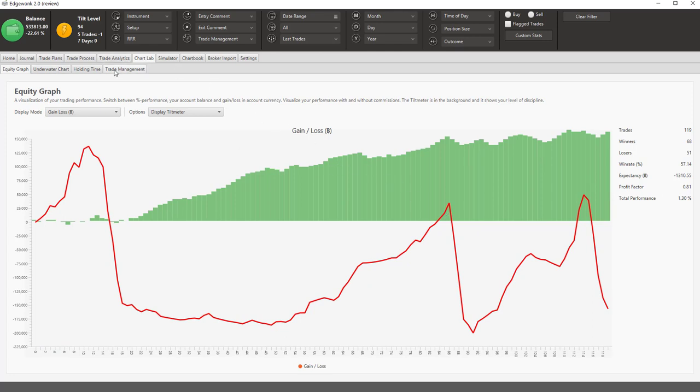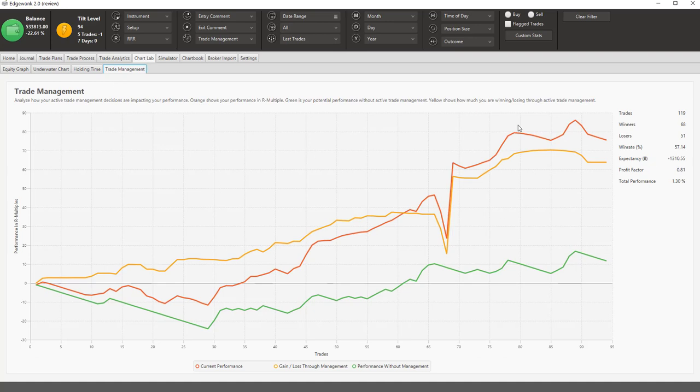We can take a quick look at the trade management graph, and overall we see that his performance is very, very nice. The orange graph is above the green graph, which is the most important thing, because it means that his actual current trading performance in orange is much higher than the performance without management. So it seems like overall he's doing quite well with his trade management.